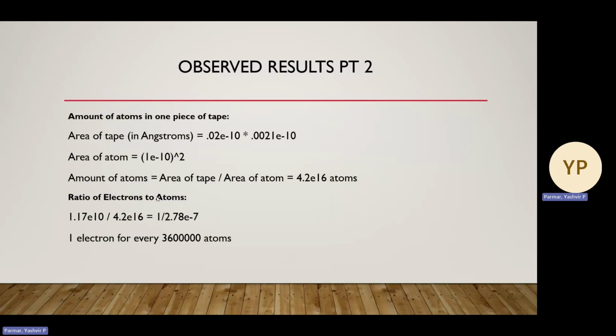We also found the amount of atoms on a piece of tape, using the area of the tape and the area of the atom to find the amount of atoms. This way we can find the ratio of electrons to atoms, which we can see here is 1 electron for every 3.6 million atoms.